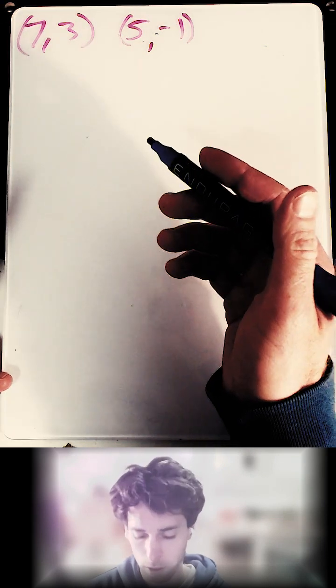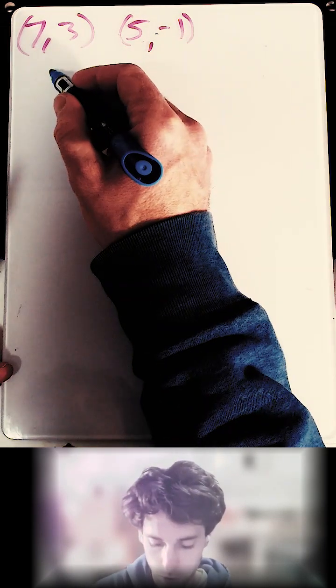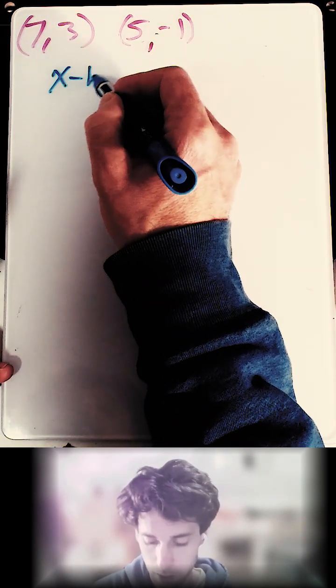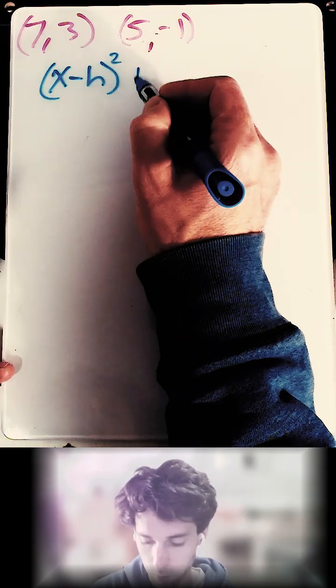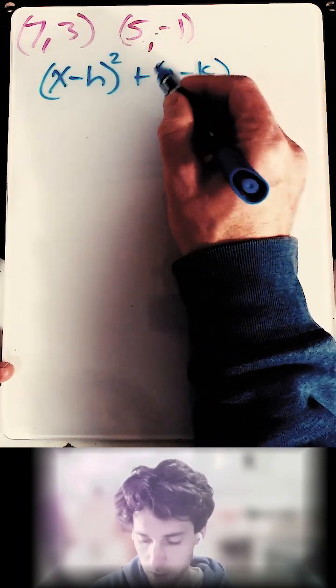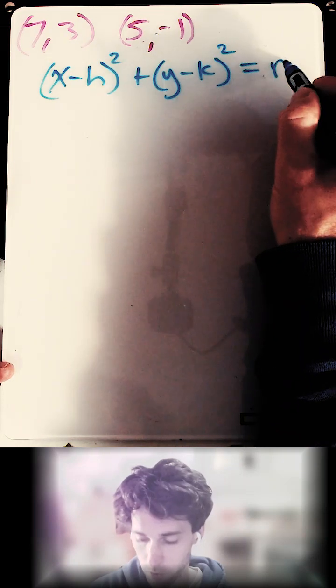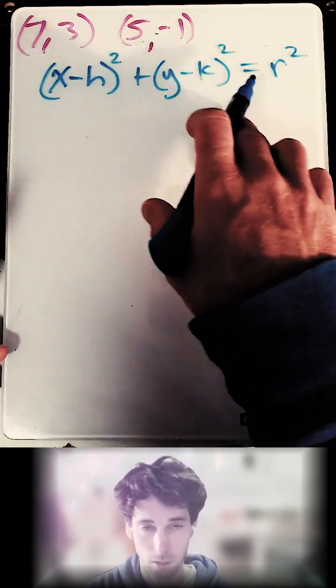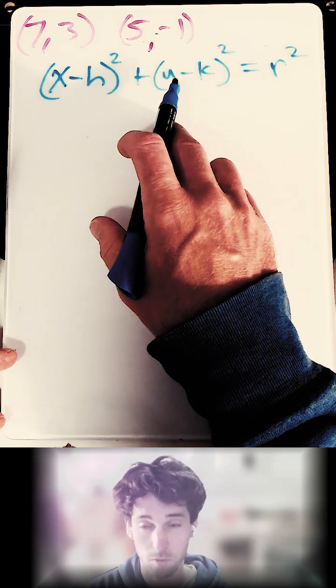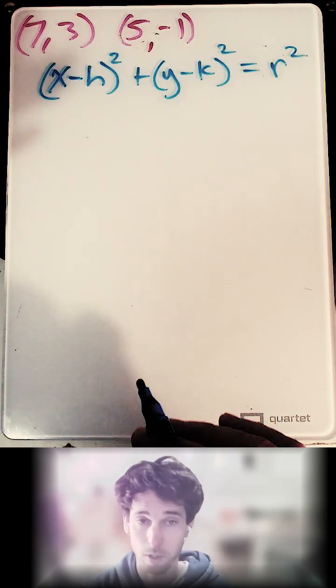First of all, we have to know our equation of a circle in standard form, which is x minus h squared plus y minus k squared equals r squared. And I have a whole TikTok video on deriving this from the distance formula, which is basically what we're going to do now, but in reverse.